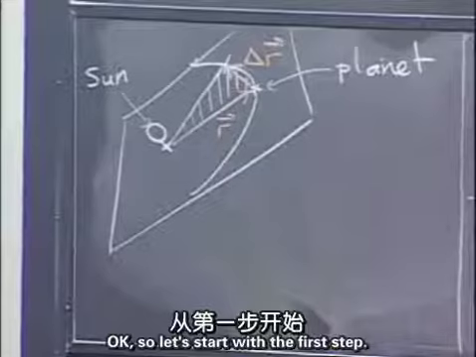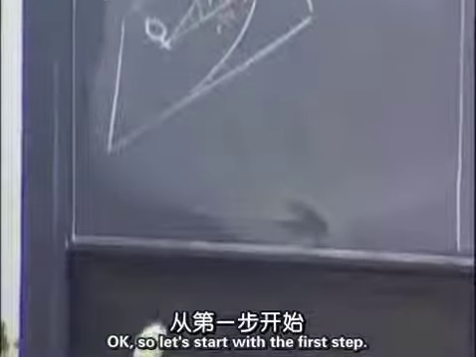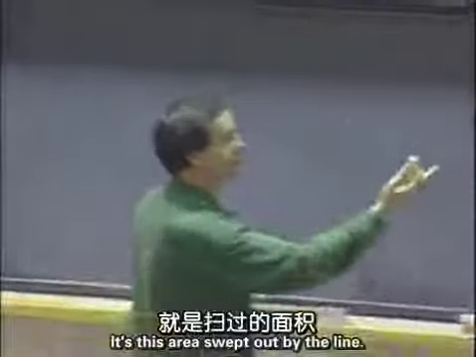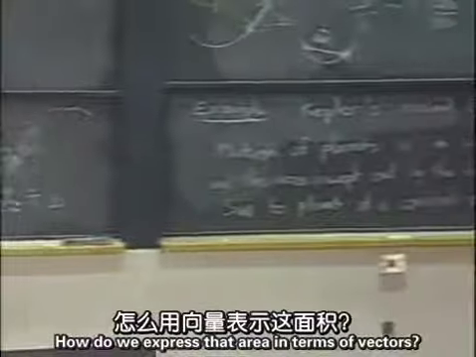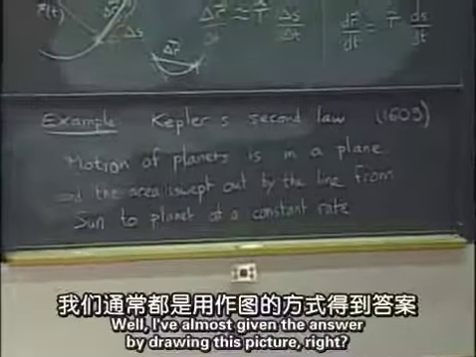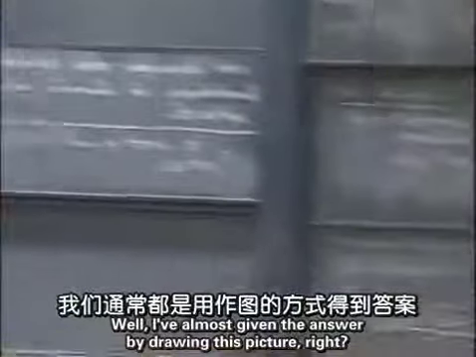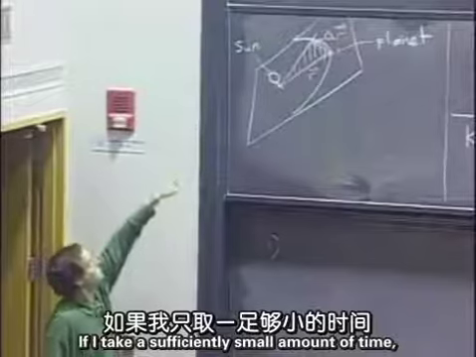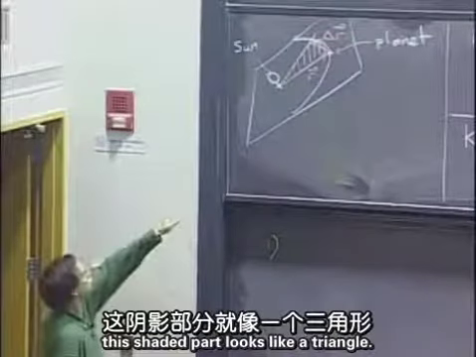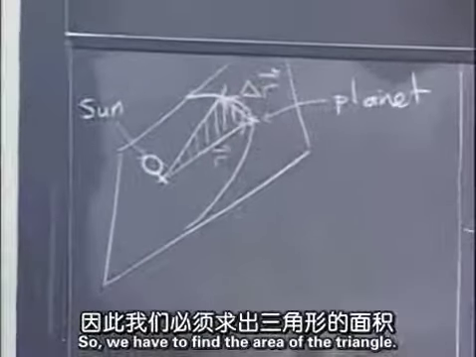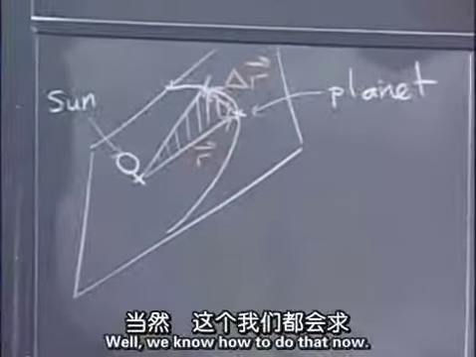Okay. So let's start with the first step. What's the most complicated thing in here? It's this area swept out by the line. How do we express that area in terms of vectors? Well, I've almost given the answer by drawing this picture, right? If I take a sufficiently small amount of time, this gray region looks like a triangle. So we have to find the area of a triangle. Well, we know how to do that now.